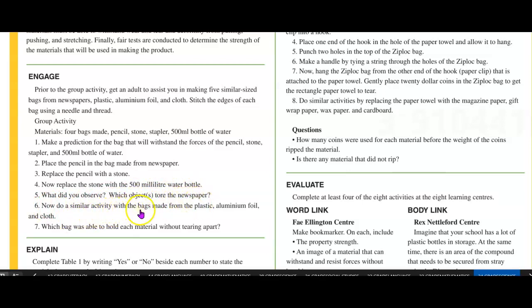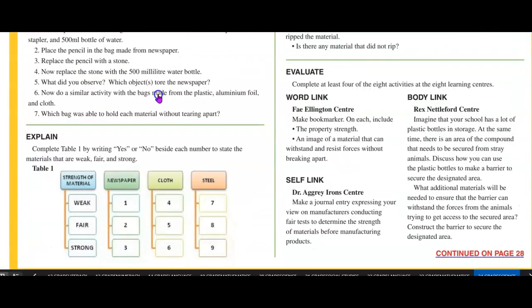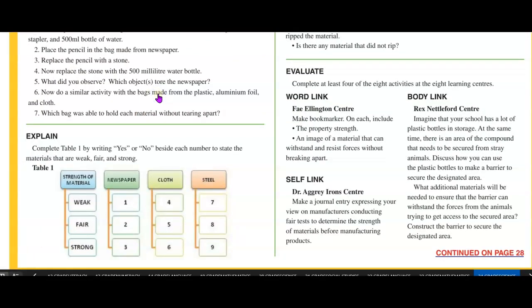Now do a similar activity with the bags made from plastic, aluminum foil, and cloth. Which bag was able to hold each material without tearing? It would be lovely for you to do this so that we could see the results.